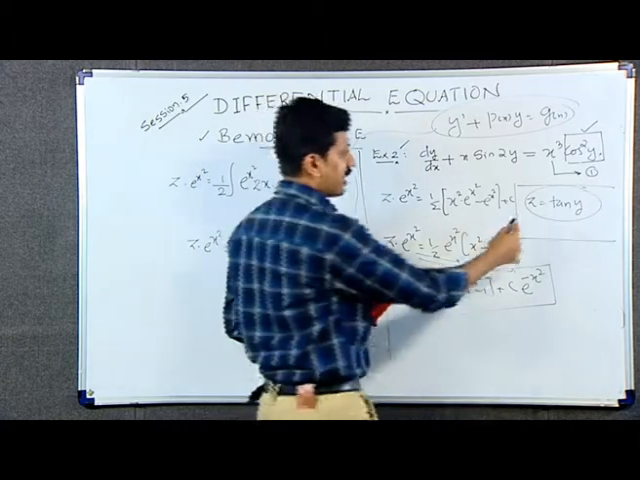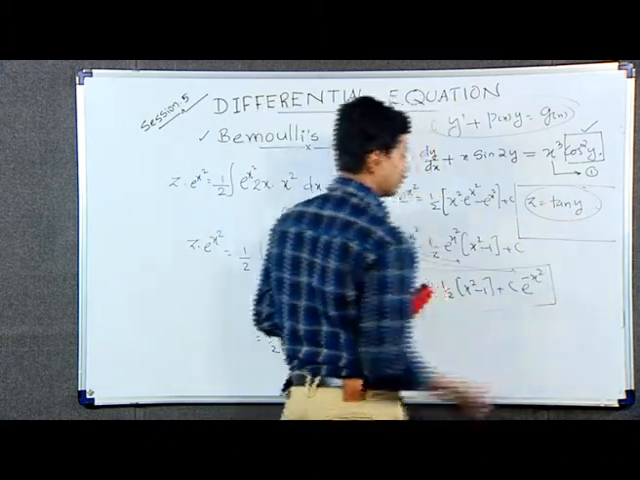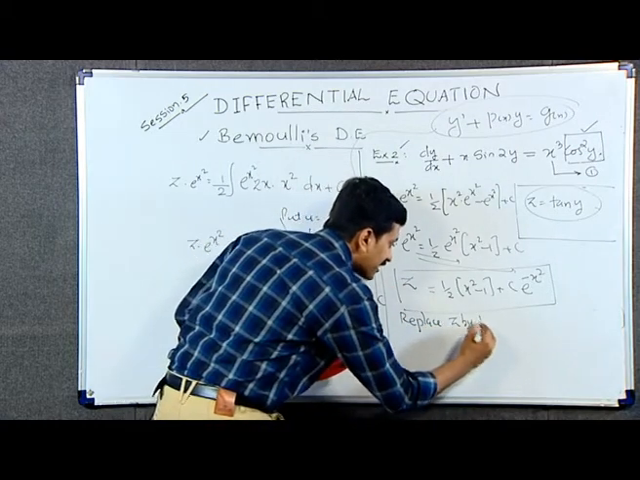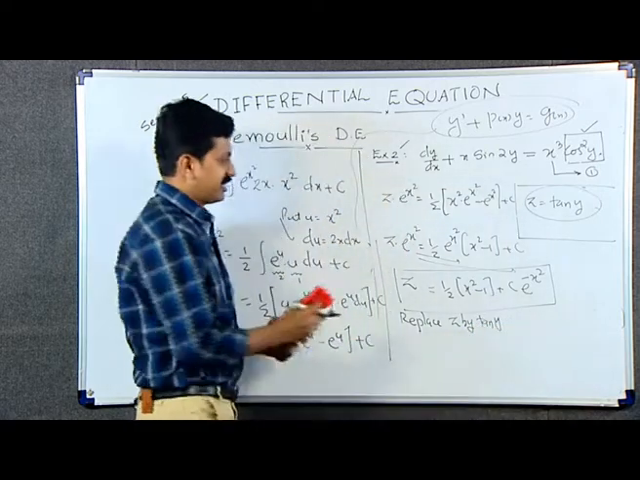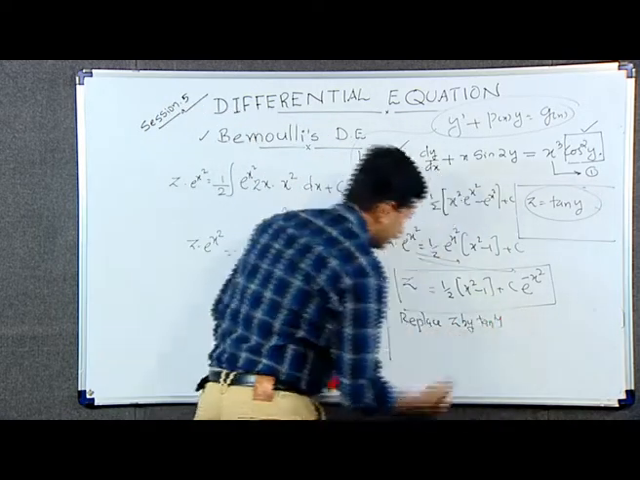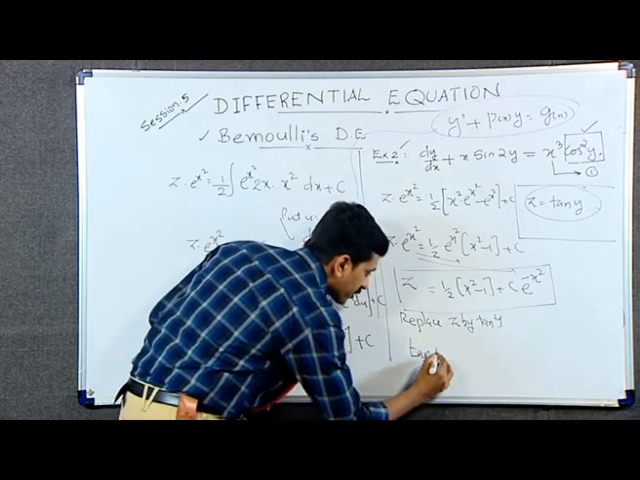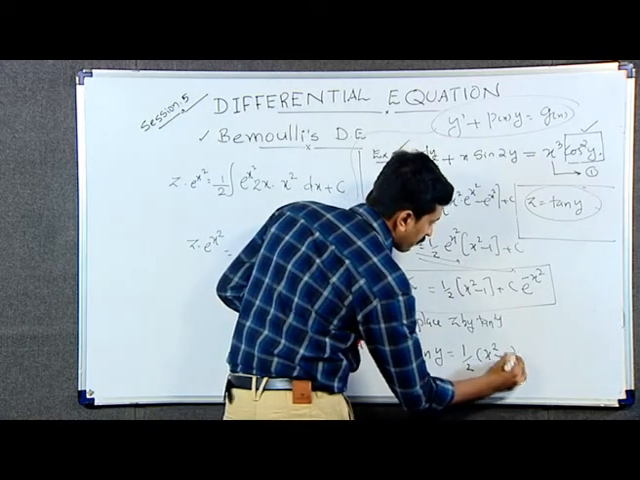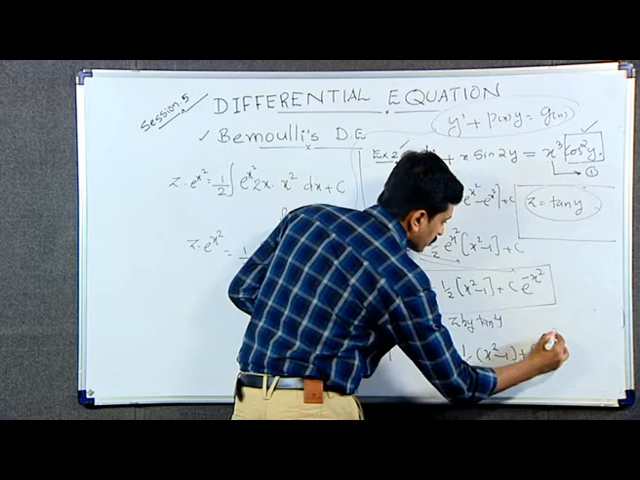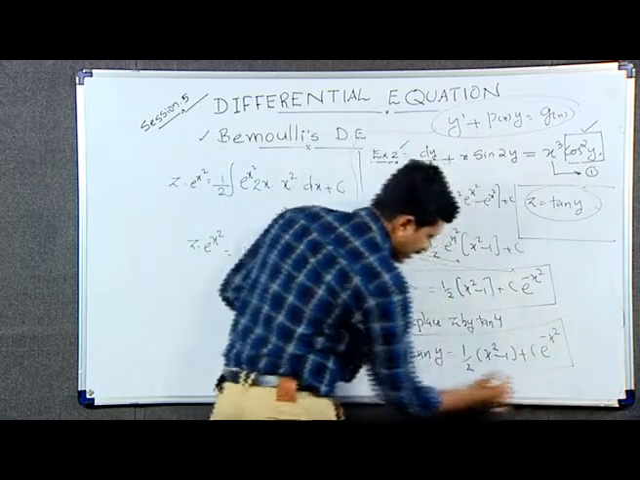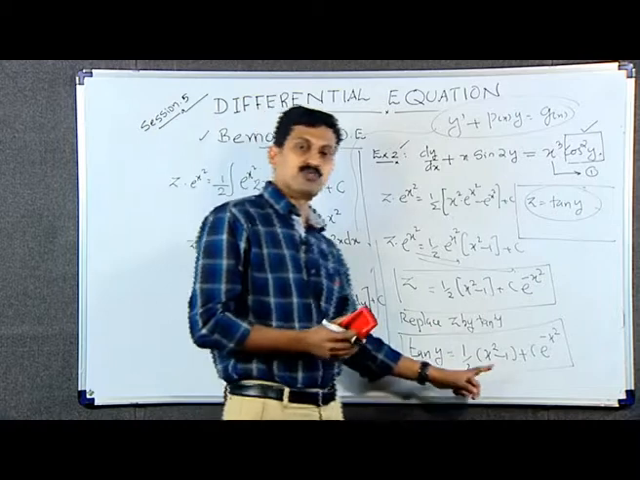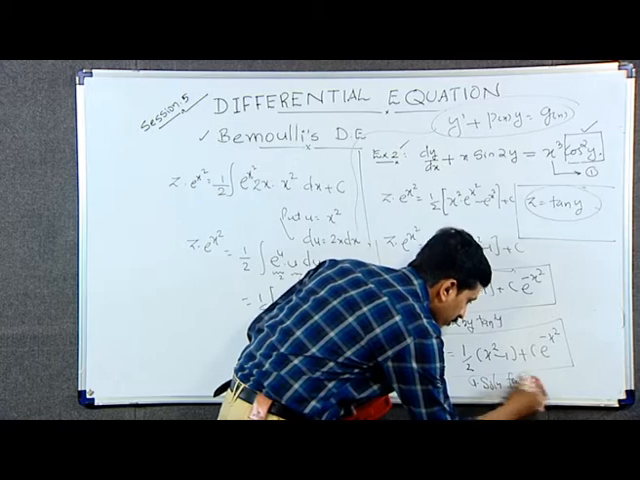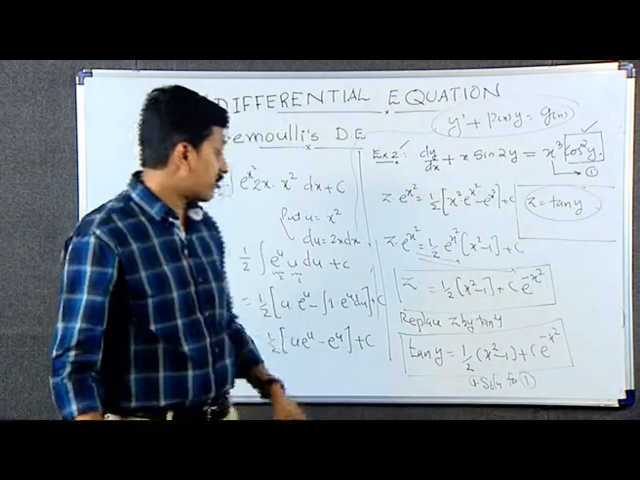Now, we just replace z by tan y, this is our substitution. So, what will happen? tan y is equal to 1 by 2 into x square minus 1, plus c e raised to minus x square. This is the general solution for ordinary differential equation 1, that is our BDE.